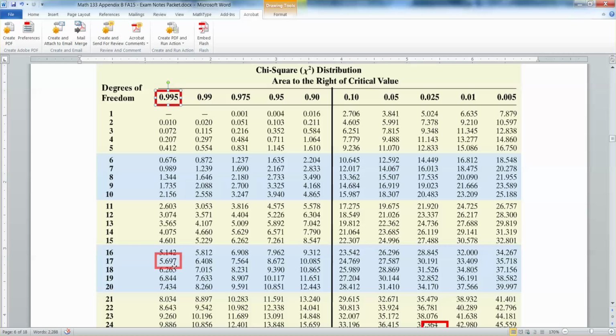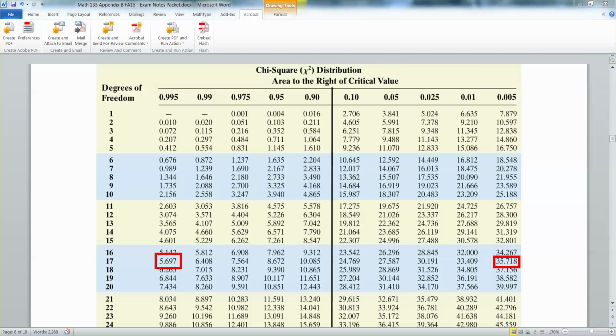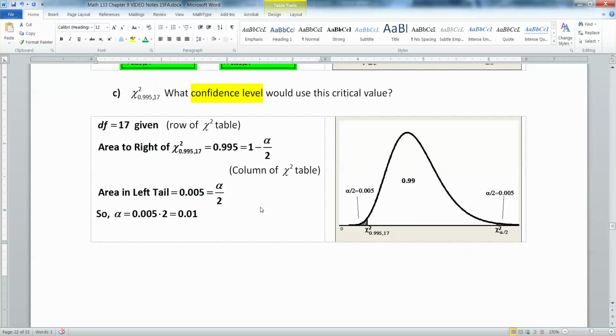They only asked us for one of the values, so we don't have to find the other one. I mean, if you're interested, the other one would have been 0.005 and 17, so it's over here, 35.718. That's the one on the right. But they didn't want that one. They actually only want the one on the left, which is 5.697. So that's our critical value.